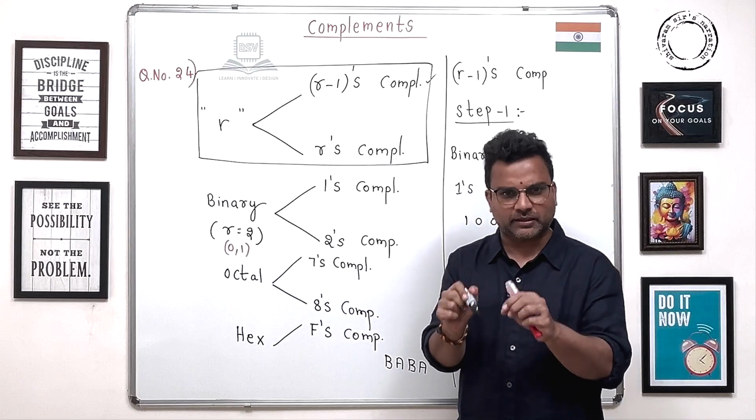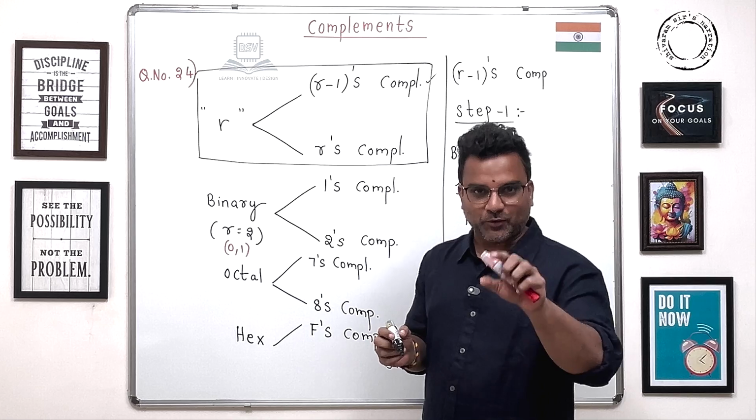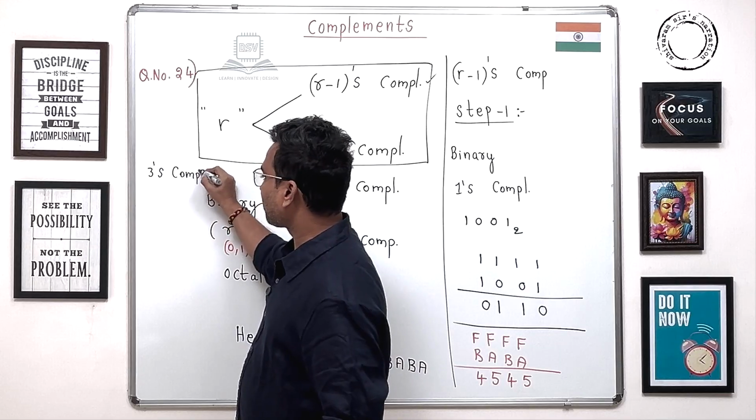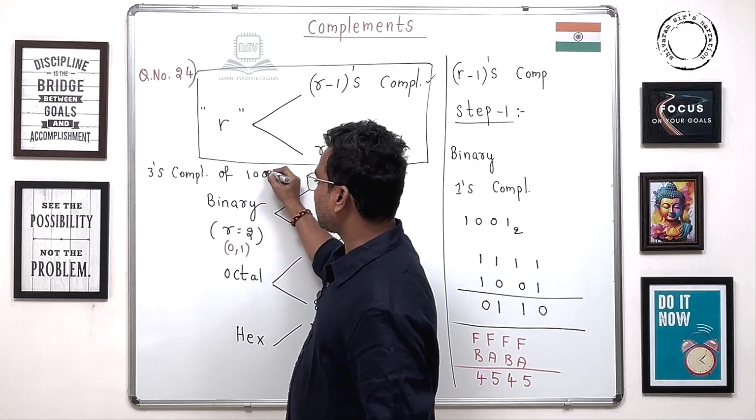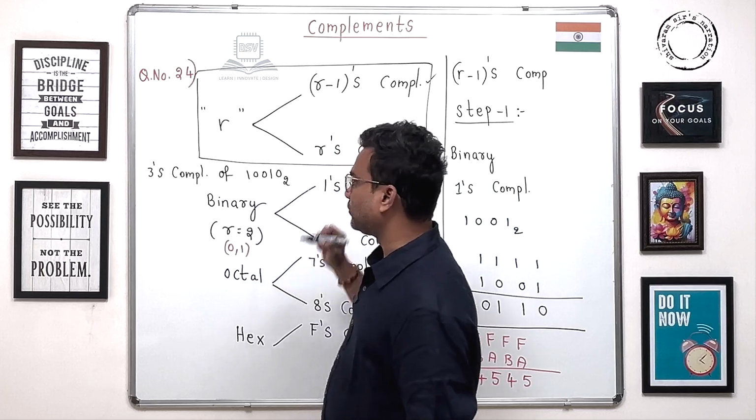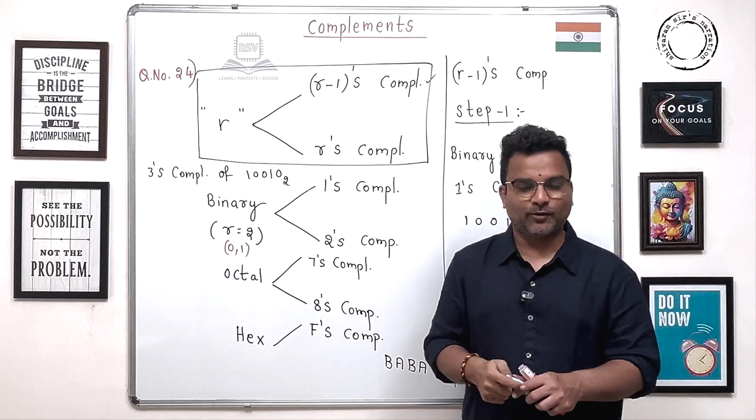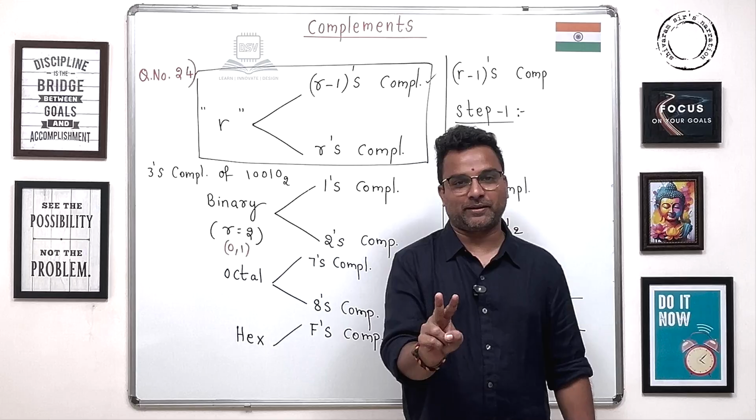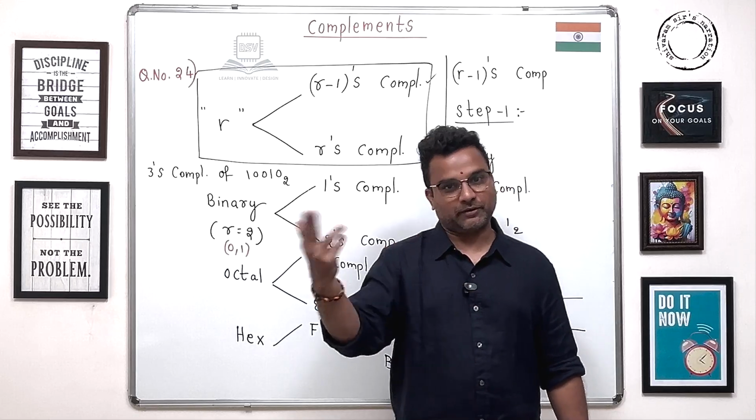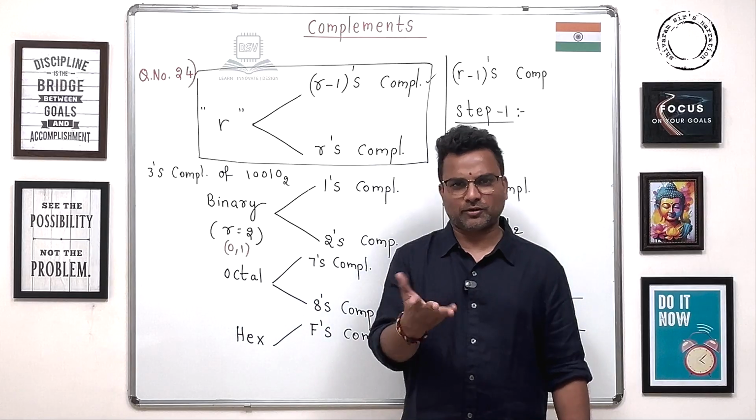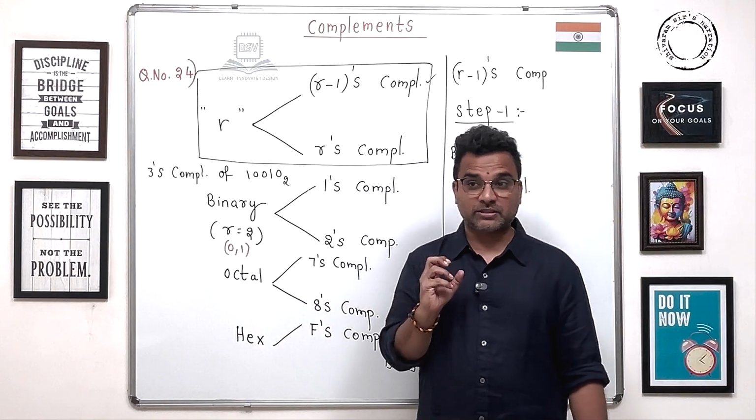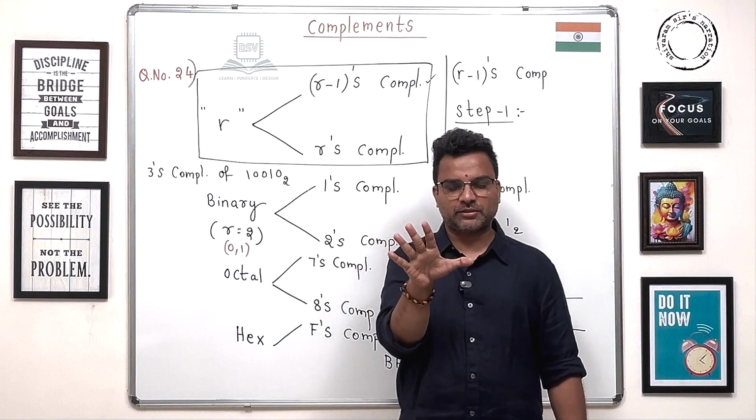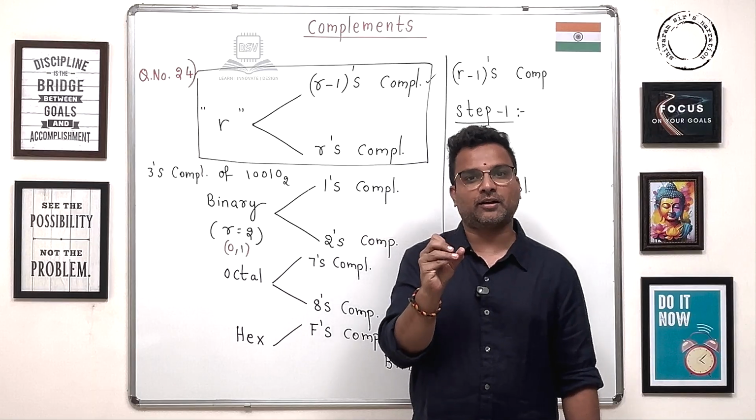Why am I stressing this? Suppose the question says 3's complement of 1001110 base 2. Is this question valid? No. A binary number, whose radix value is 2, has only two types of complements: 1's complement or 2's complement. You don't get any 3's complement. In VLSI interviews they may stress this, asking can you calculate 3's complement, do you know the procedure? They will test your logical knowledge.